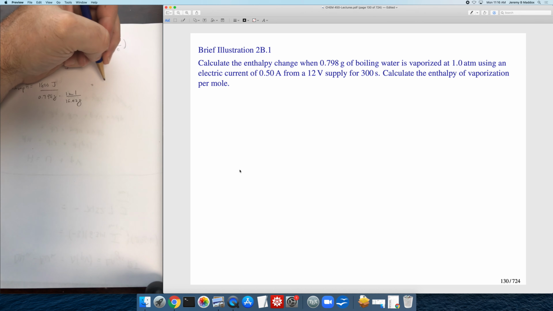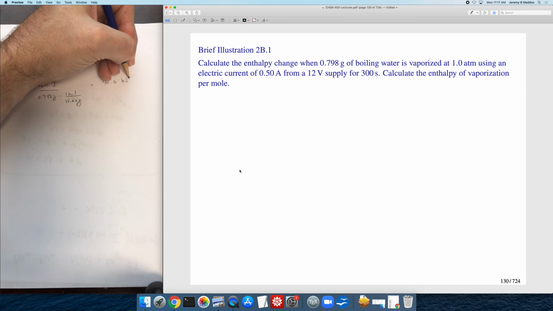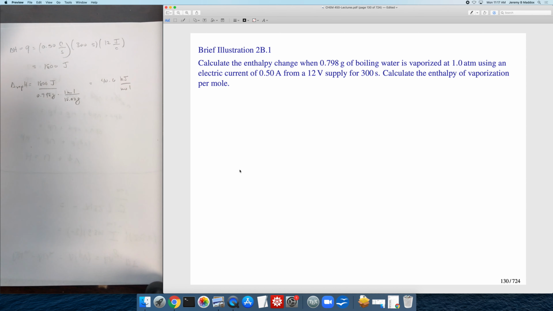And if I convert that to kilojoules, you get 40.6 kilojoules per mole from this calculation.